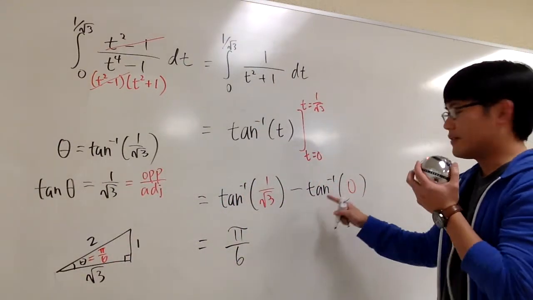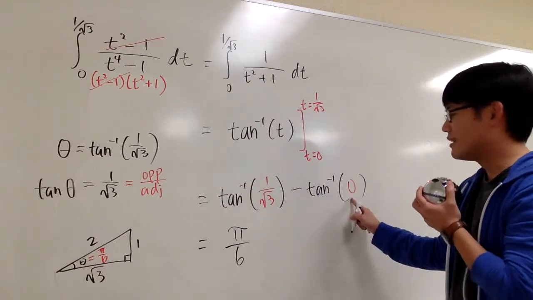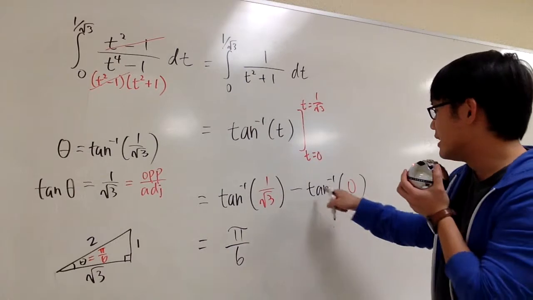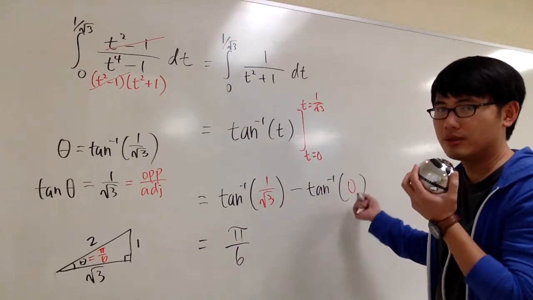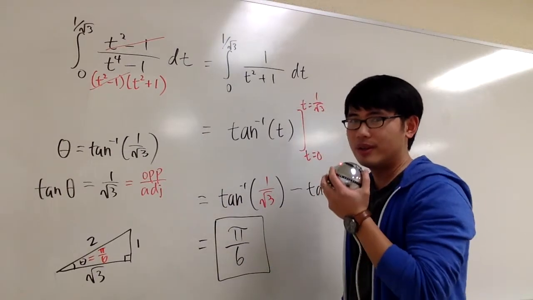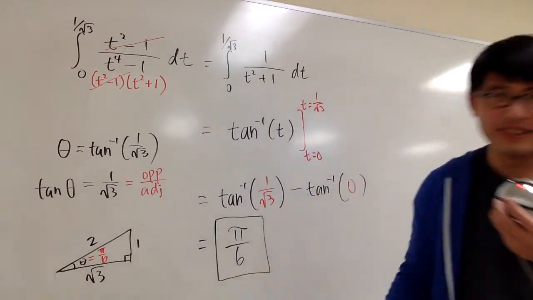And you can just ask yourself, tangent of what will give you 0? And the answer for that will be 0, because tangent of 0 is 0. That means the inverse tangent of 0 is also 0. This is it. The answer is pi over 6. That's it.